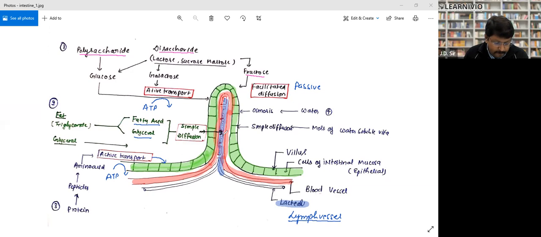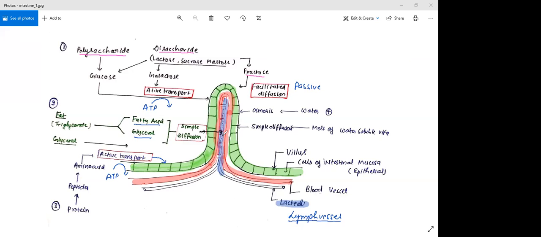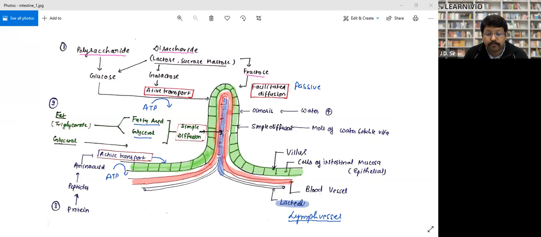Next point. Amino acids are absorbed mainly by active transport, but some of the amino acids are also absorbed by the passive process.